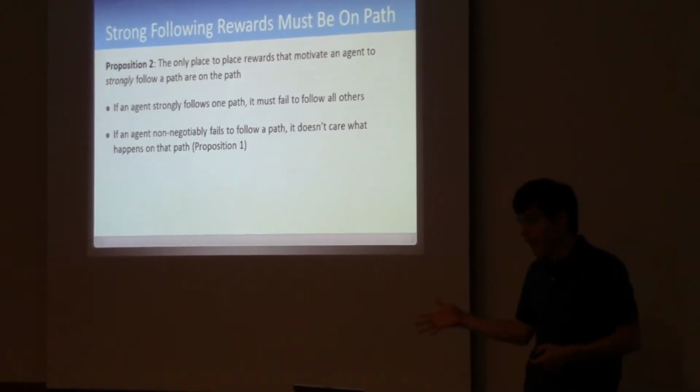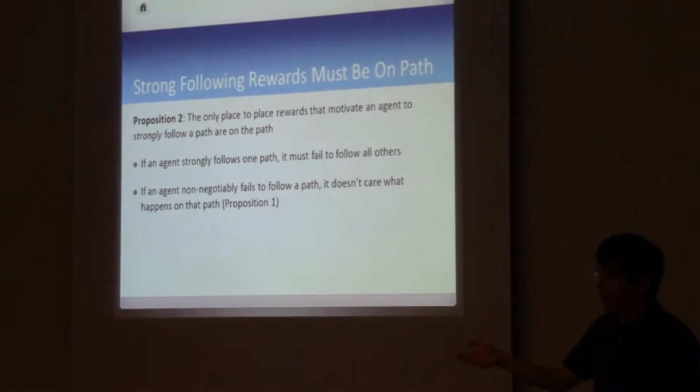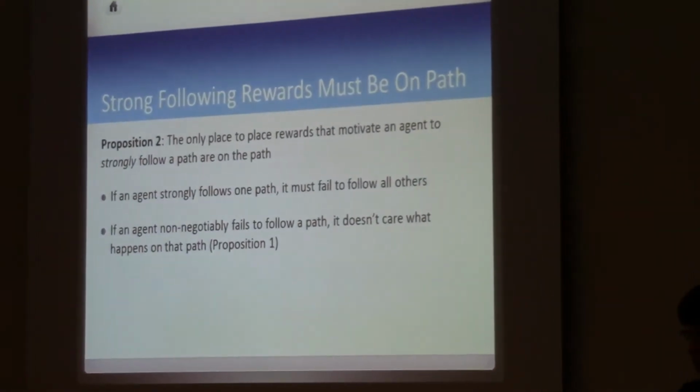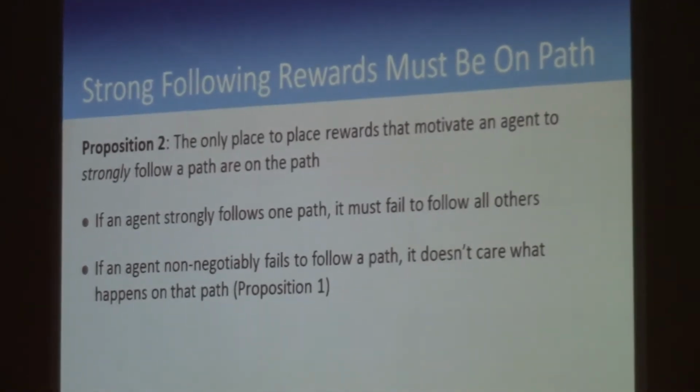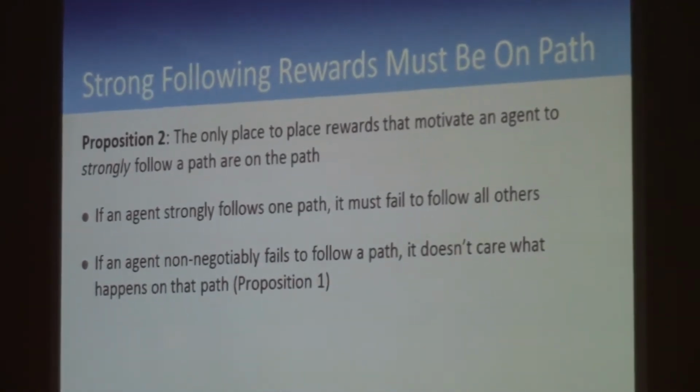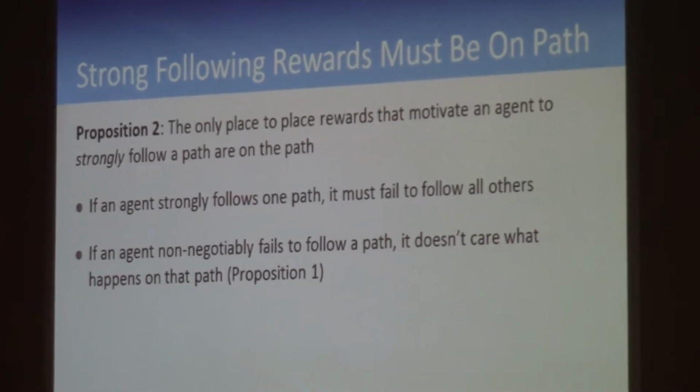Because if the rewards are off the path, either the agent doesn't care about them, and then you see the previous proposition, or it does care about them, and that means it intends to follow that path potentially, then it's no longer strongly following, because it's broken its continuous stream of good intentions to take this one path.